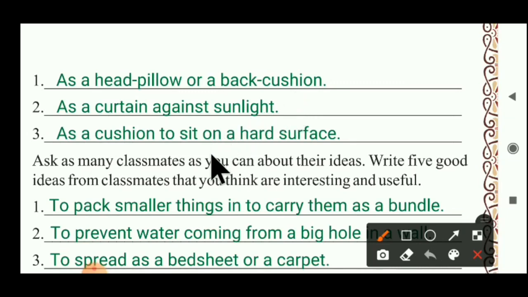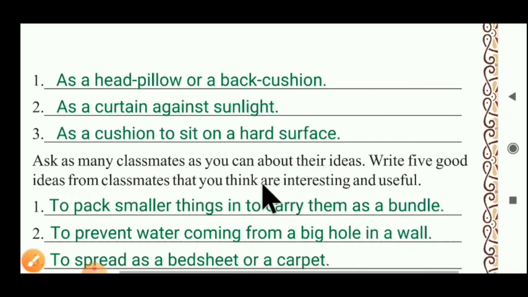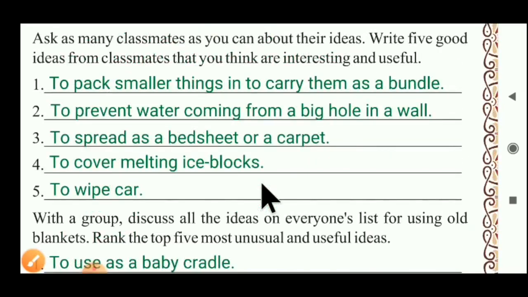Now the next thing we have to do: ask as many classmates as you can about their ideas. Write 5 good ideas from classmates that you think are interesting and useful. You have to write 5 ideas here. I write here 5 ideas as I imagine.